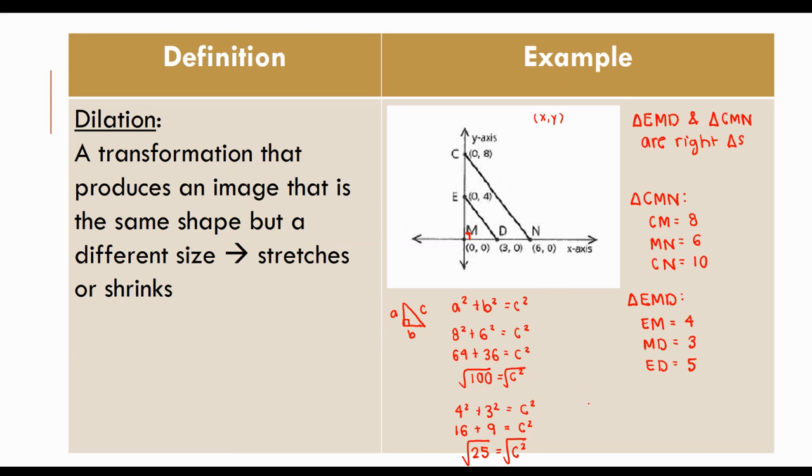So if I wanted to compare triangle EMD to triangle CMN, I would say it's in the ratio of 1 to 2. Because once again, EMD is the smaller, and I have to double each of those sides to get to the 8, the 6, and the 10. So that's kind of the relationship there.